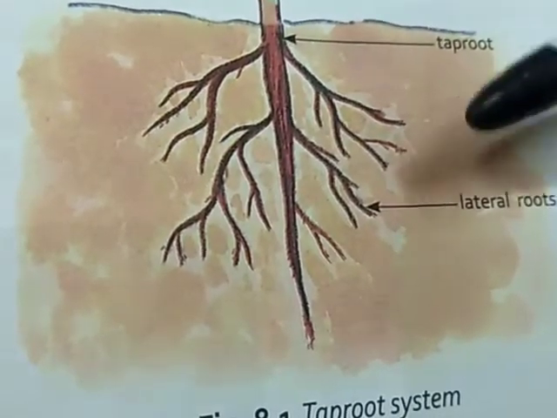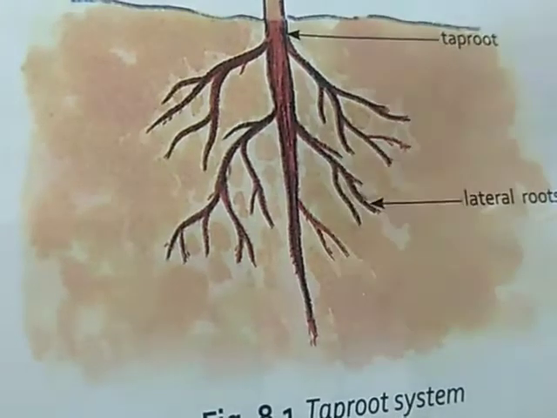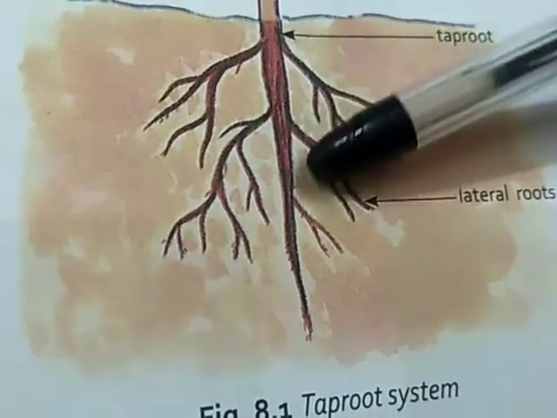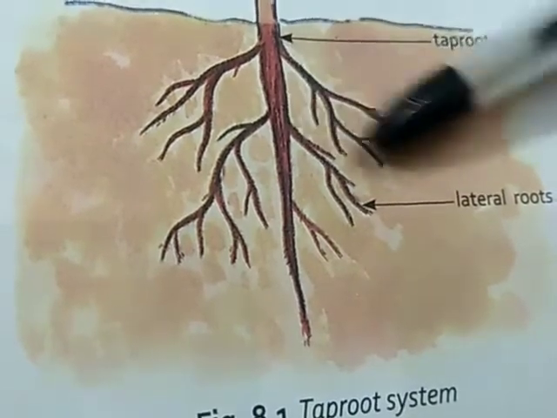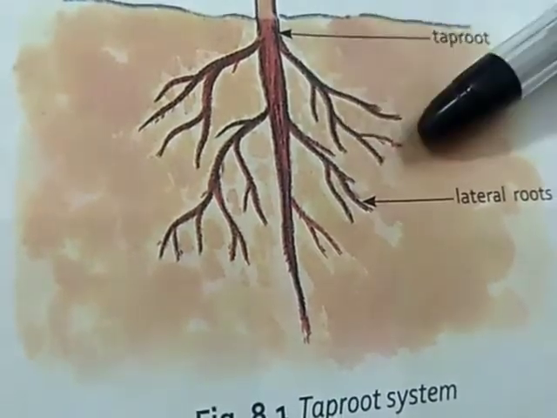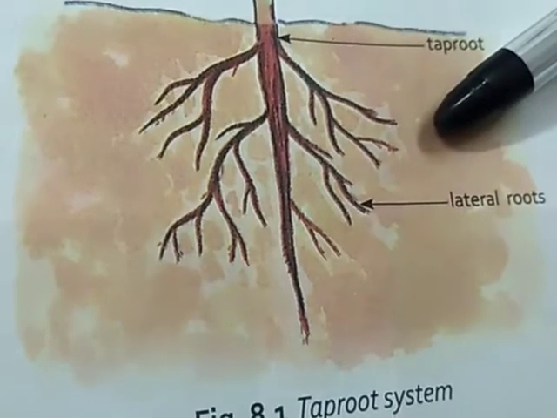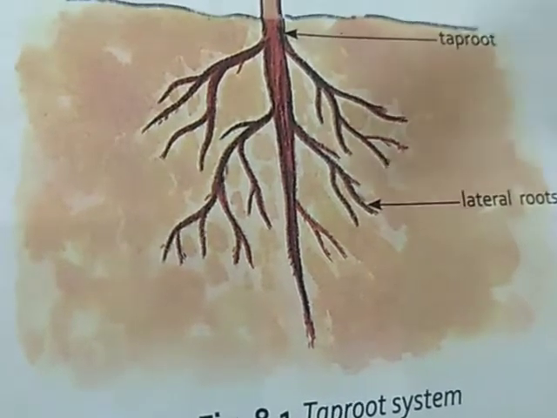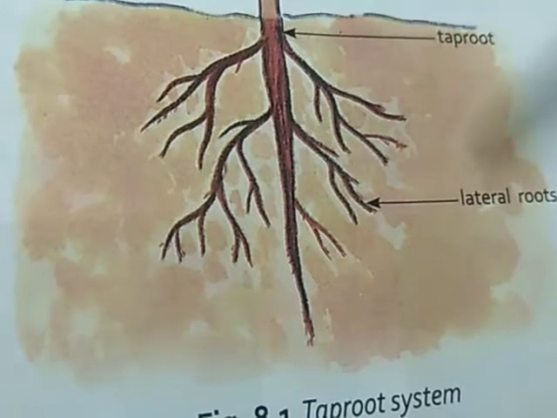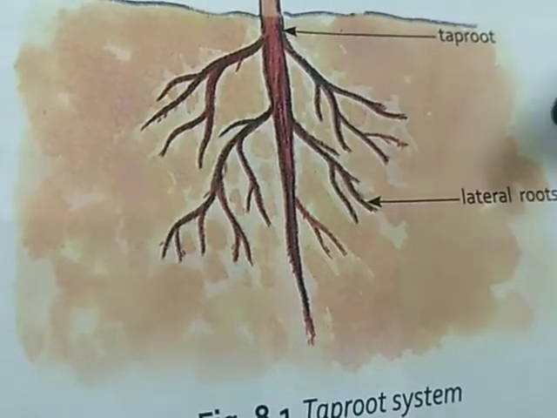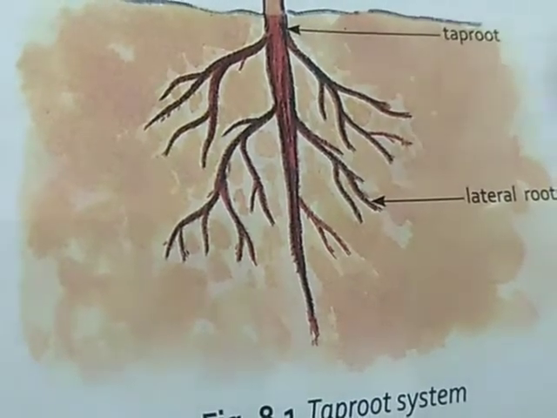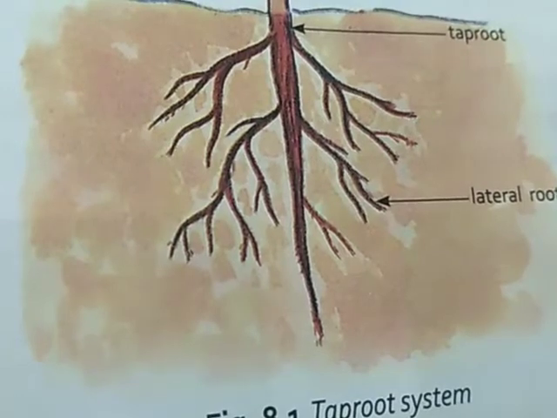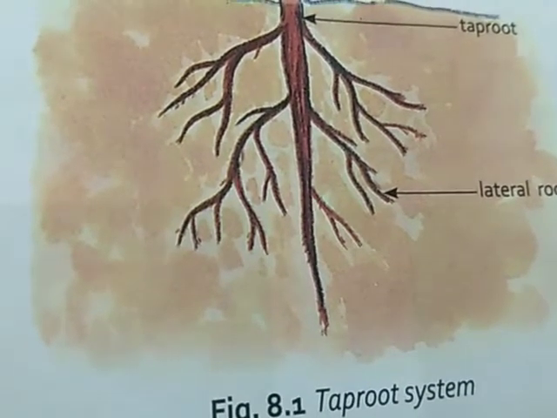It consists of a single root called taproot, which grows straight down into the ground. Smaller roots called lateral roots, these branches of the roots, arise from the taproot. Now, what are the examples for this? Example is mango tree. In mango tree, you can see taproots. Neem, pine, climber, then pea, carrot and beetroot are examples of plants that have taproot.